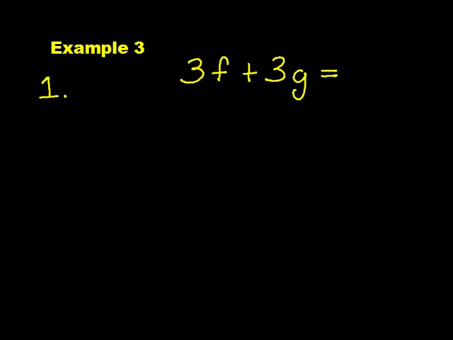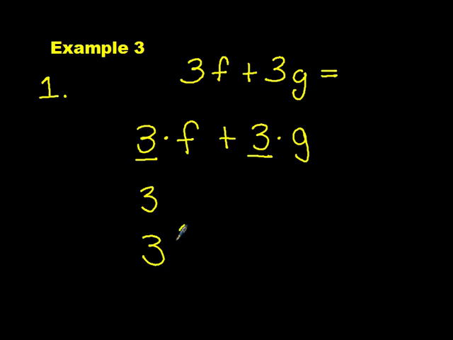How would problem 1 look in expanded form? 3 times F plus 3 times G. What is the GCF in problem 1? Well, the greatest common factor here is 3. So we'll put the 3 as our GCF, and we can place that on the outside of the parentheses. And how can we use the GCF to write this? 3 times the sum of F plus G.